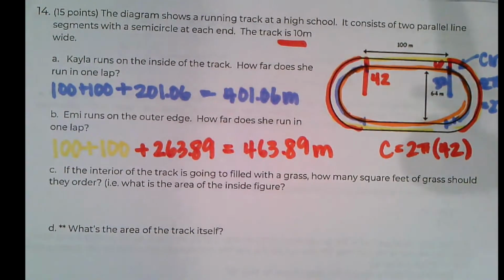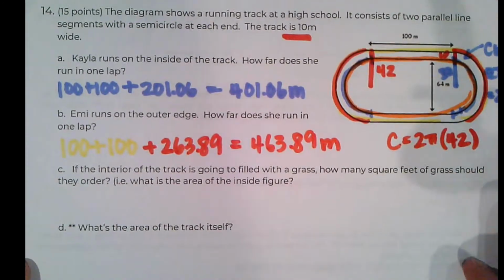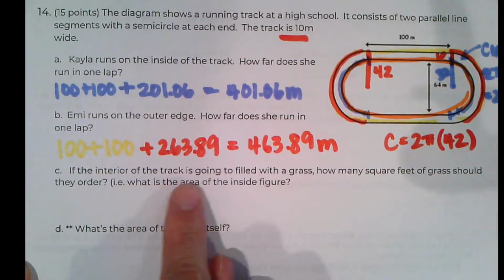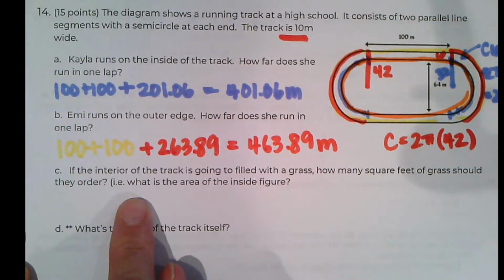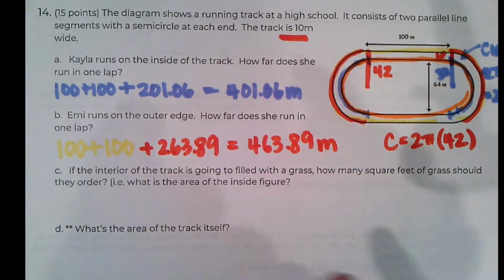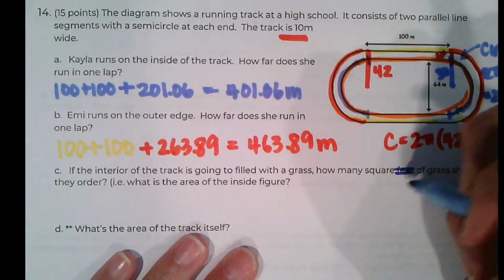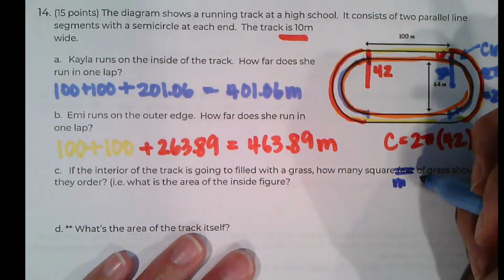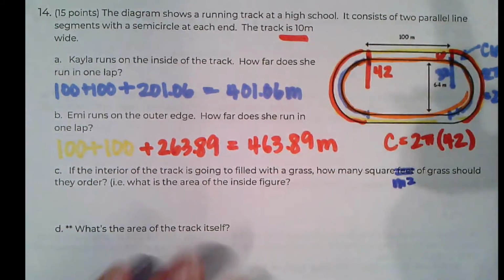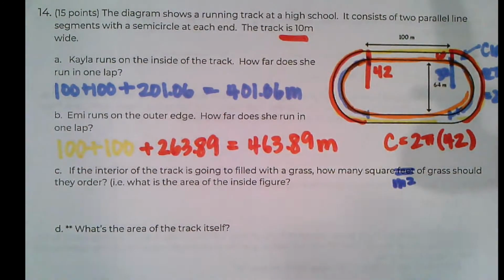All right, so C and D are the new, very challenging pieces. C says if the interior of the track is going to be filled with grass, how many square feet of grass should they order? Oh God. This should say square meters because I did not give you a conversion. That is a typo. Maybe I did. No, because it would have at least been yards. So yeah, no. This should just say square meters. I'm not trying to make this an evil unit conversion on top of everything else.